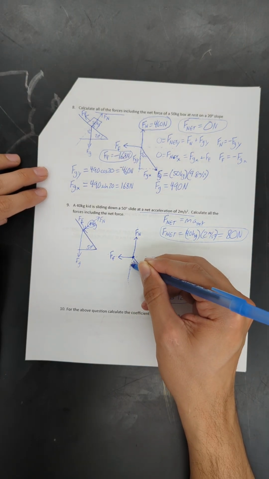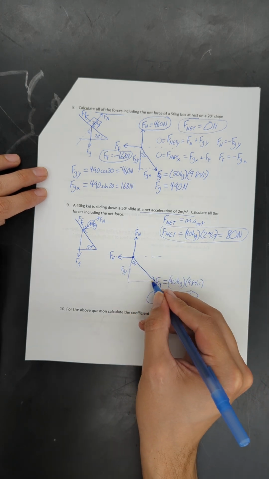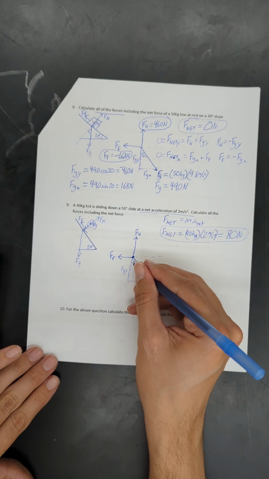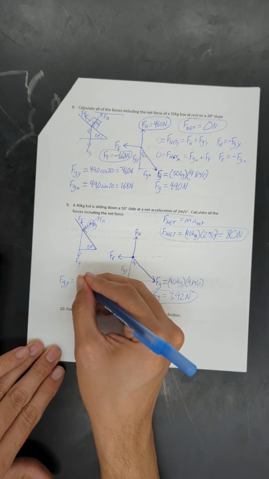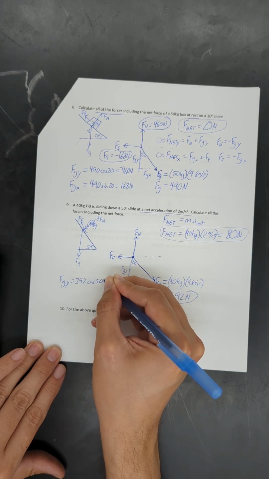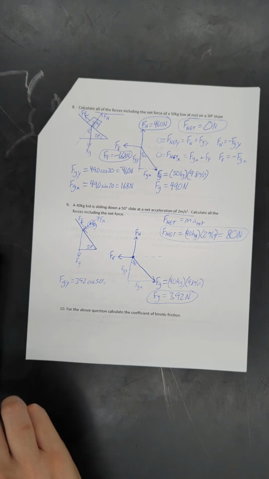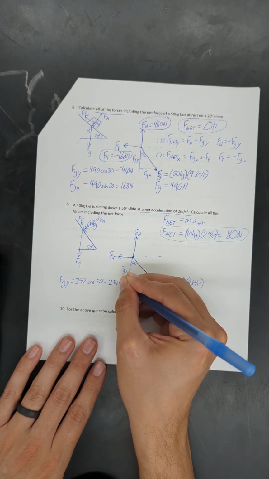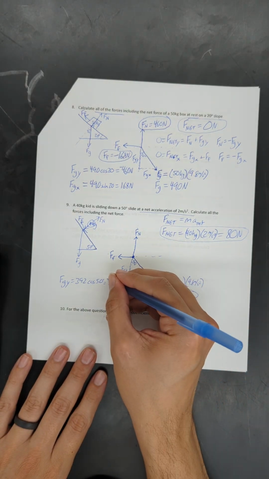All right, we got here FGY, and we got here FGX. Again, FGY, because it is our adjacent side, FGY equals 392 times the cosine of 50 degrees. 392 cosine 50 gives us 252 newtons. It is in the downward direction, so we'll put a negative there.